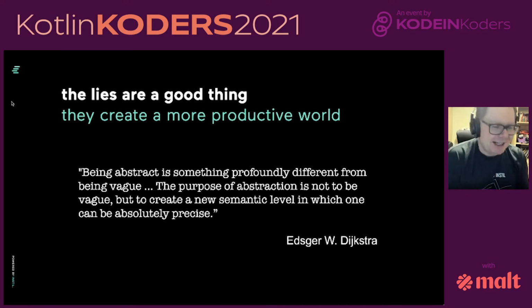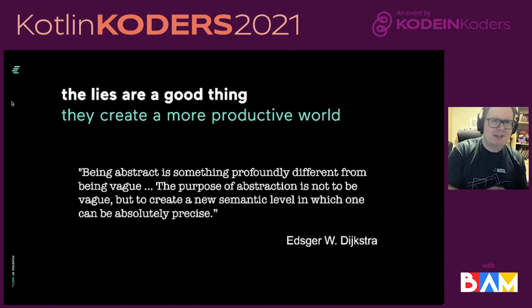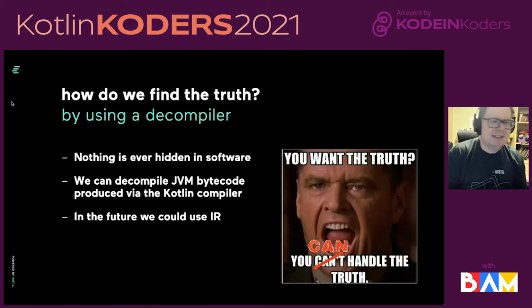Lies can be a good thing, because whenever the compiler tells us enough lies, it moves us up to a new level of abstraction. And a wonderful quote here: the purpose of abstraction is not to be vague, but to create a new level at which we can be absolutely precise. So the Kotlin compiler is trying to lift us up to a point where we can be more precise and productive in our thinking. But as I say, eventually we will need to know the truth, for interoperability and performance, if nothing else.